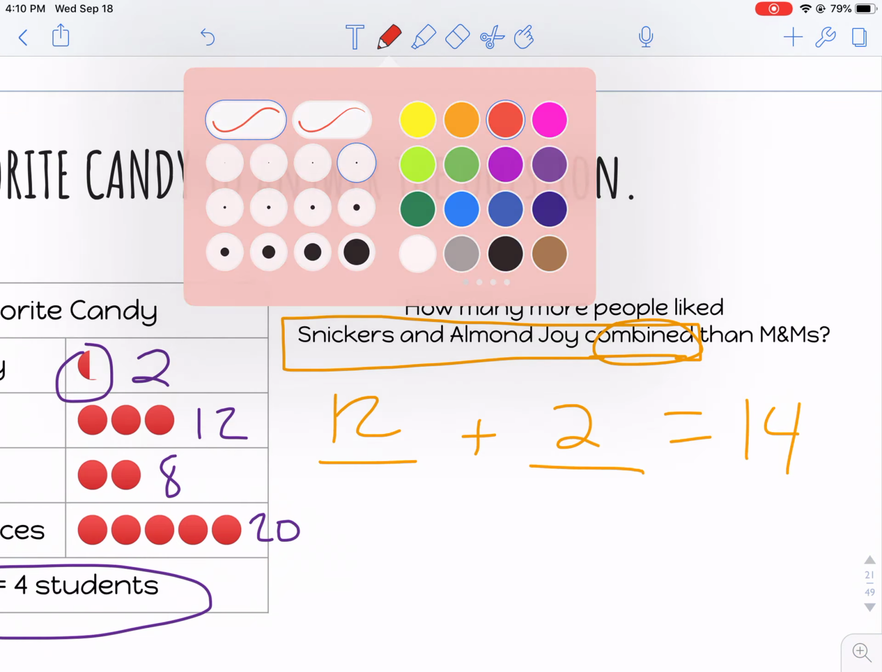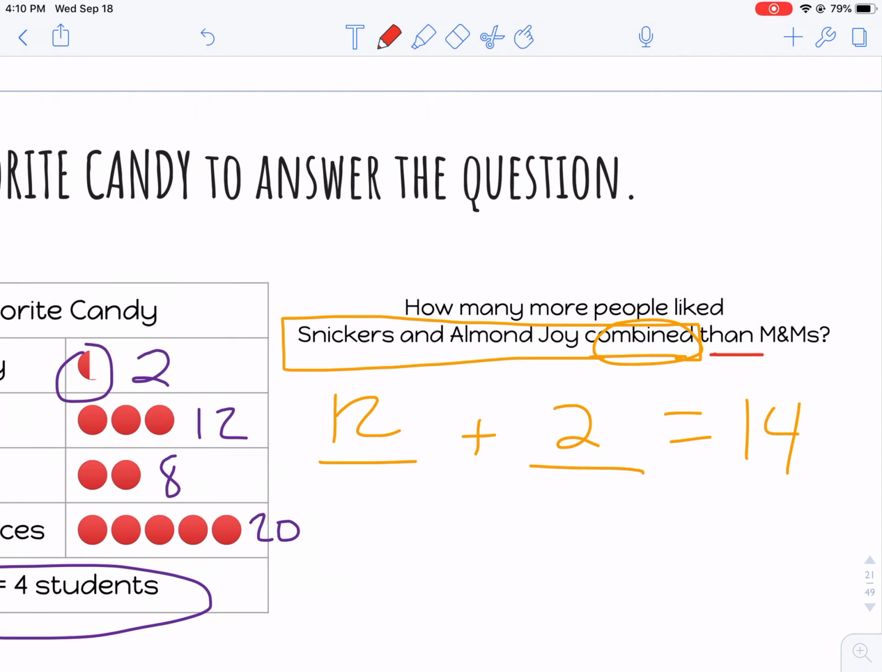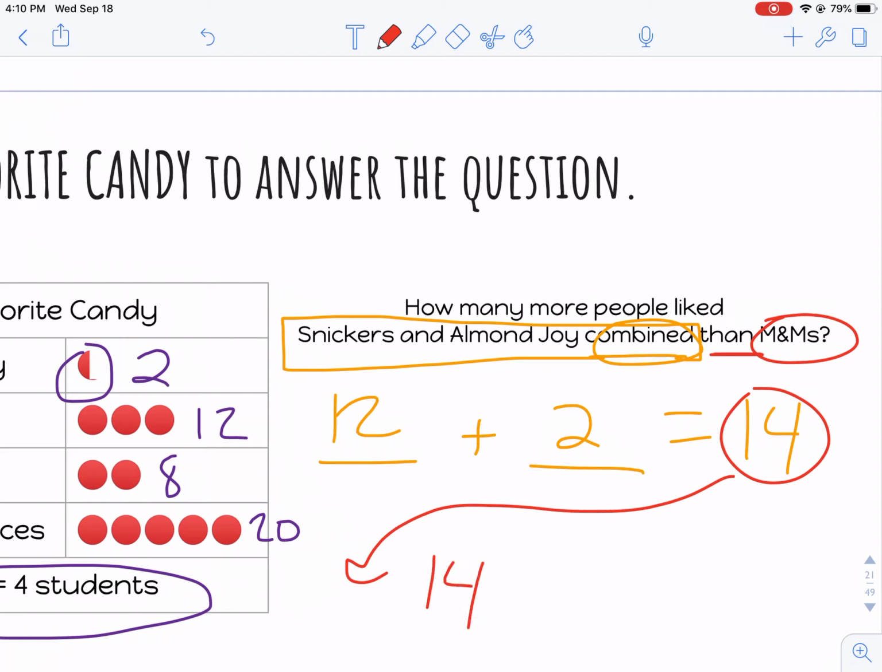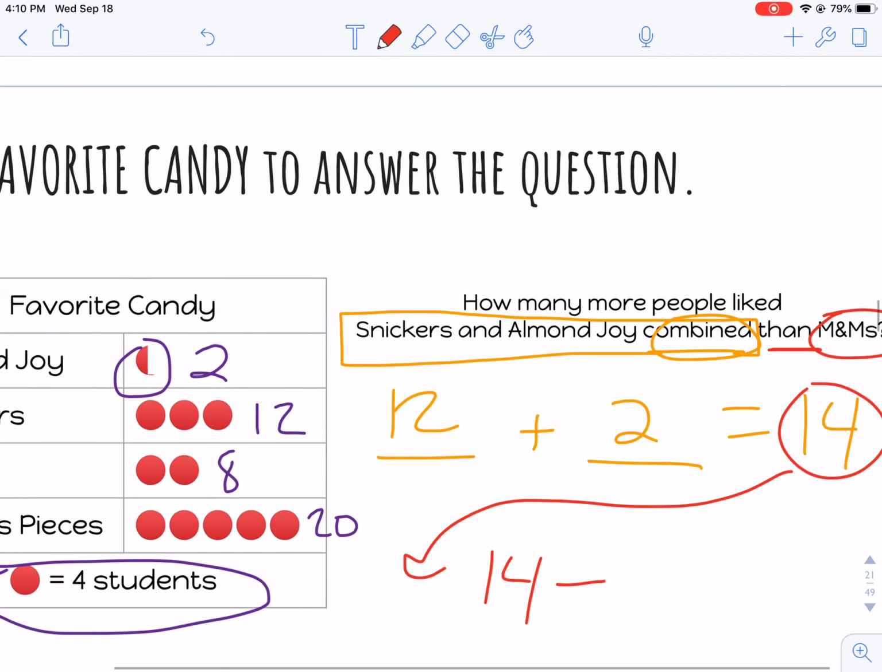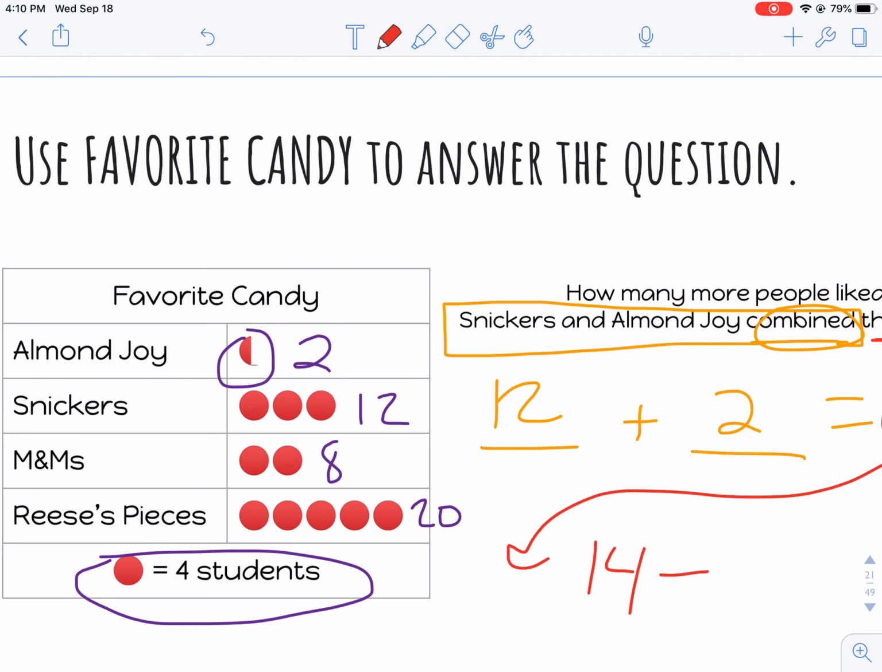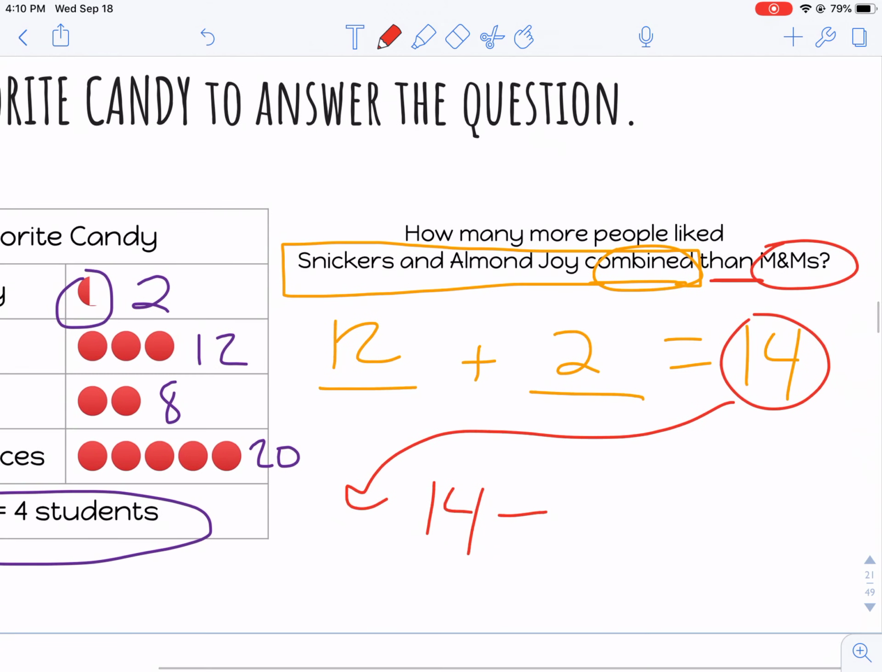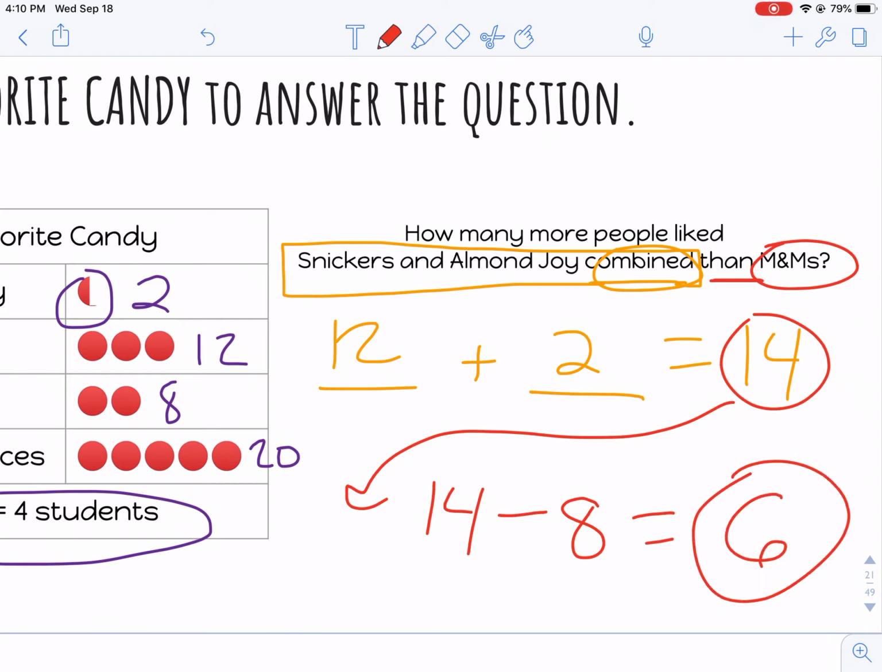But we're not done, because it also says, how many more than M&M's? The word than, most of the time when we're comparing like this, is going to tell you to subtract. So you take the 14 you have, and we're comparing, which means you're trying to find the difference. Difference tells you to subtract. How many M&M's are there? We look, and there are 8 M&M's. So 14 minus 8 gives you 6.